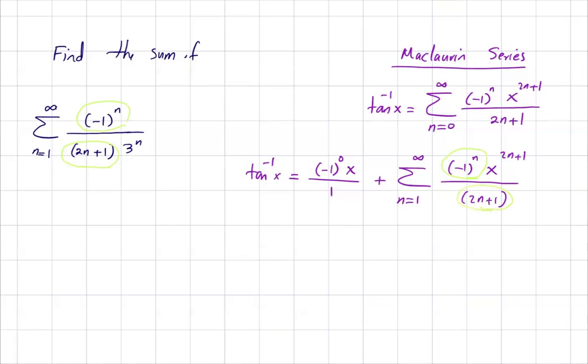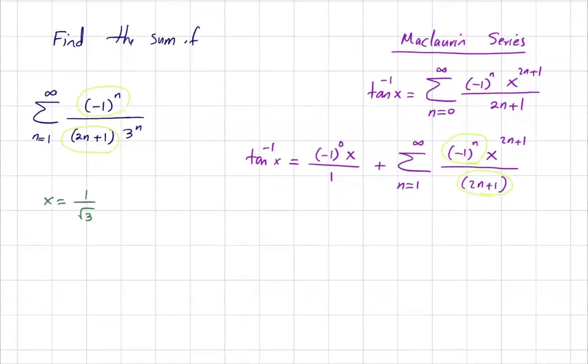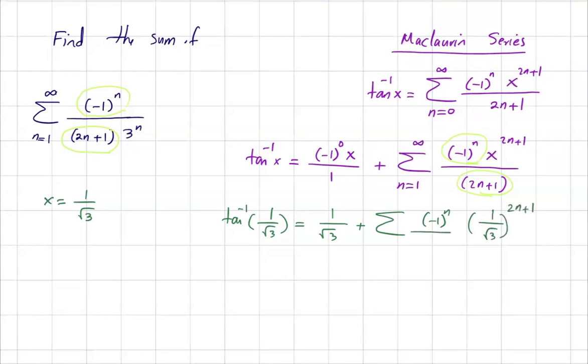Down here, you just need to find a value for your x. I'm going to take x to be 1 divided by the square root of 3. Then inverse tangent of 1 divided by the square root of 3 can be written as 1 divided by the square root of 3 plus the summation of (-1)^n, (1 over the square root of 3)^(2n+1) divided by 2n+1, n starts from 1, goes to infinity.